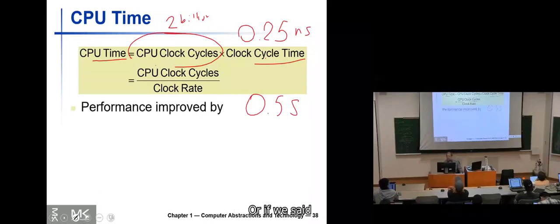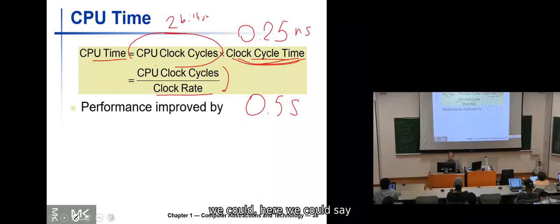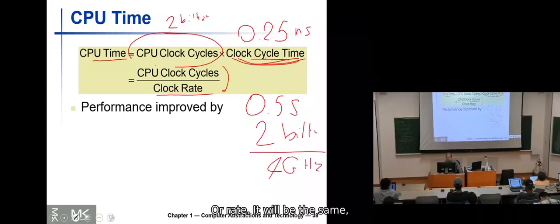Or, since the clock cycle time is the reciprocal of the clock rate, the frequency, you could say CPU clock cycles divided by clock rate. They are the same: either times clock cycle time or divided by clock rate. We could say 2 billion clock cycles divided by our rate of 4 gigahertz. It will be the same, 0.5 second.